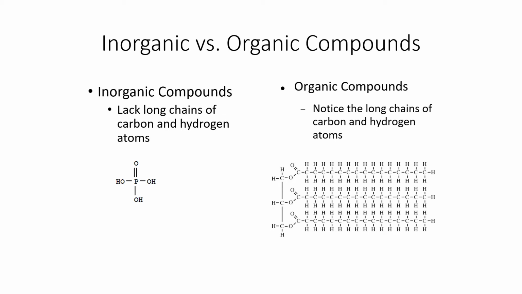So here you can see on the left an inorganic compound which does lack the long chains of carbon and hydrogens, while on the right side you'll notice an organic compound with many carbons and hydrogens linked together. Just as a great review, you'll notice the C stands for carbon, H for hydrogen, and those lines in between indicate what type of bond. Those are single covalent bonds.